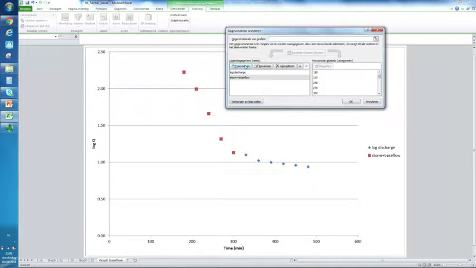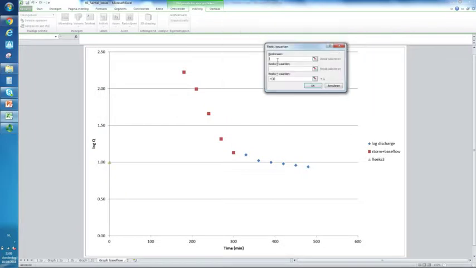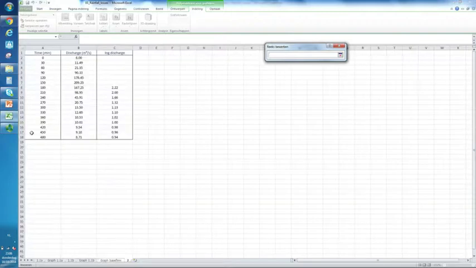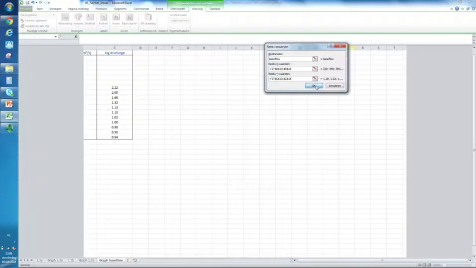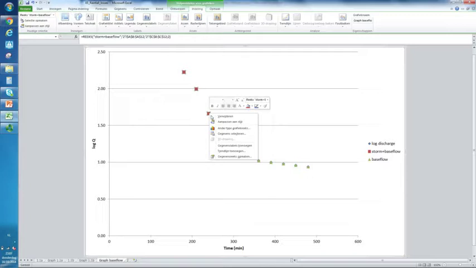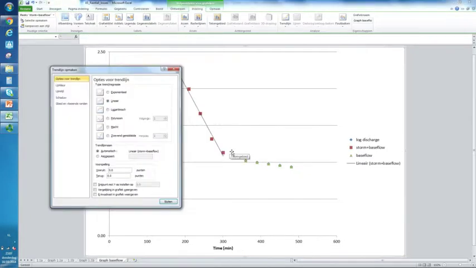The second data set will be only base flow, because that's the second regime, and that starts from 330 on. 330 until the end. And also here, corresponding logarithmic values until the end. Like this. Now, to show the straight line, we add a trend line to these values. And we add the equation to this.